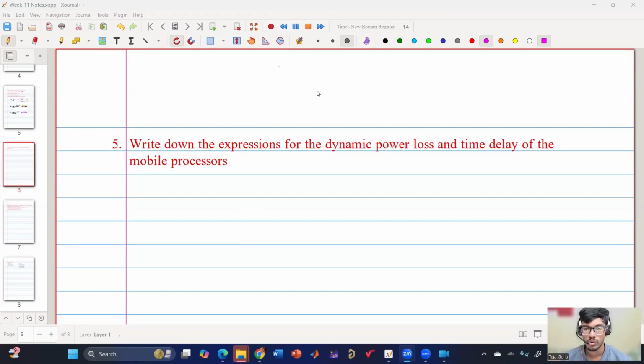So now we'll move to a new topic, which is dynamic voltage scaling. So dynamic voltage scaling, what does it exactly mean? I'll give some brief introduction, then we'll move on to the problem solving.